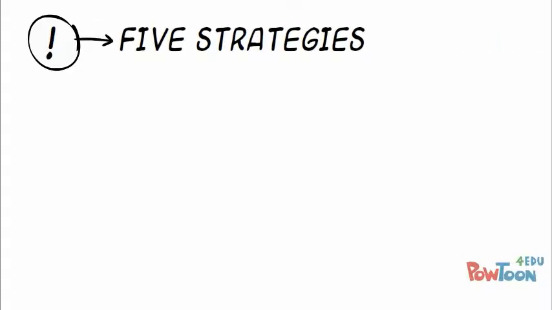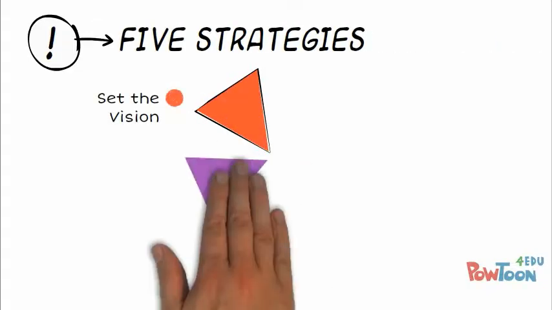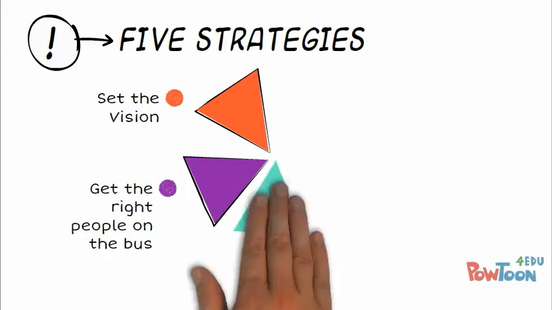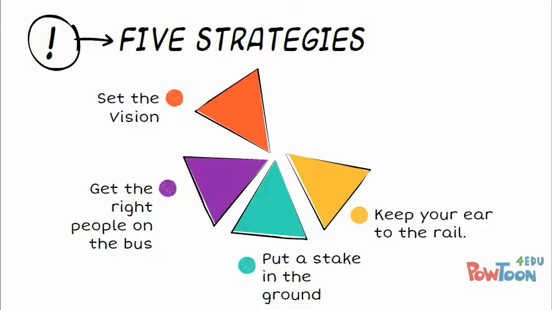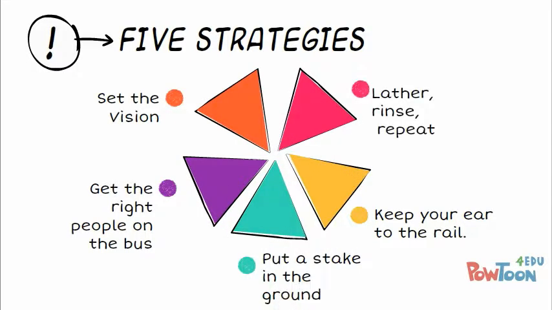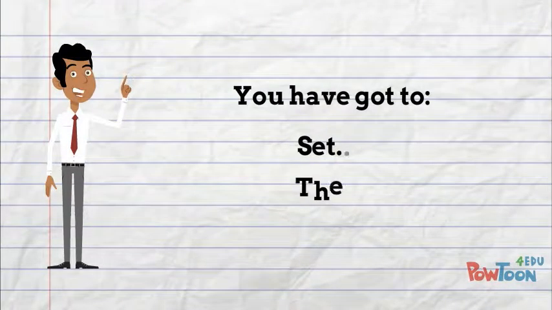Here are 5 strategies that'll help you positively impact your school climate. First, set the vision. Get the right people on the bus. Put a stake in the ground. Keep your ear to the rail. And then lather, rinse, repeat. Remember that the first of your 5 strategies is to set the vision.